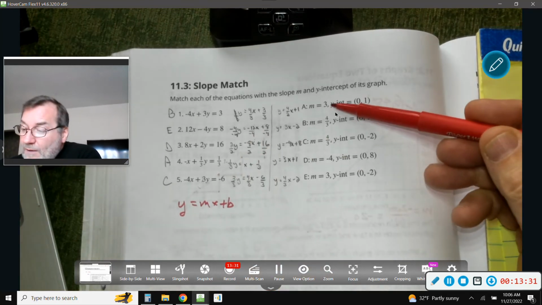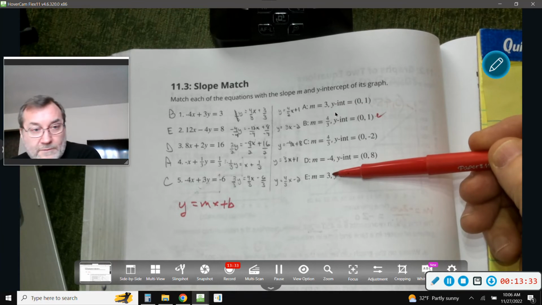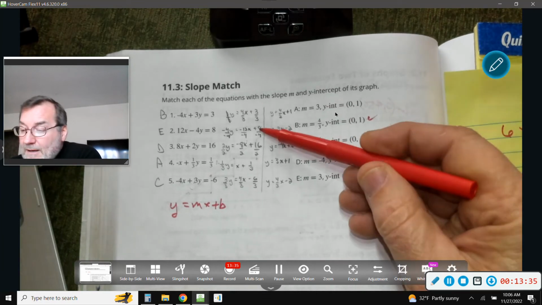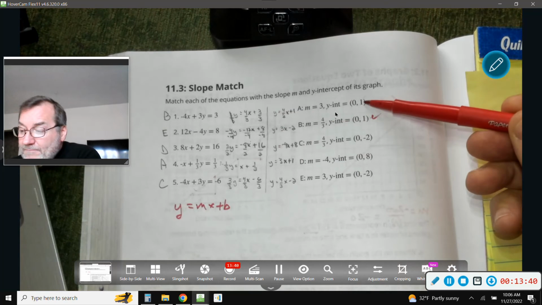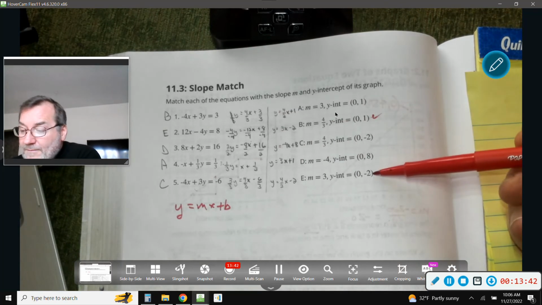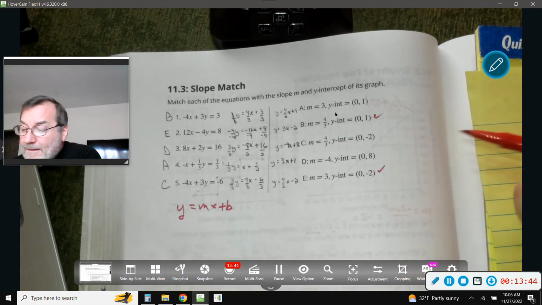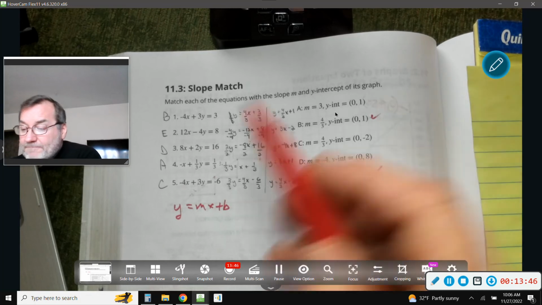So let's see, I got 1 here and I got 1 here. That narrows it down. And then 8 divided by negative 4 gives me a negative 2. So that's out. Oh, look, e works. So there you go. That's how you solve for that one.